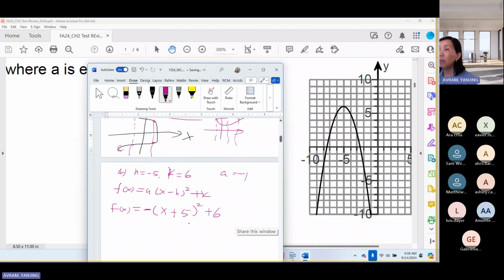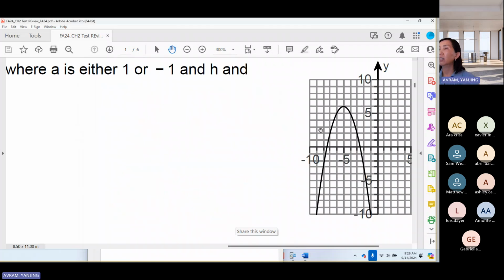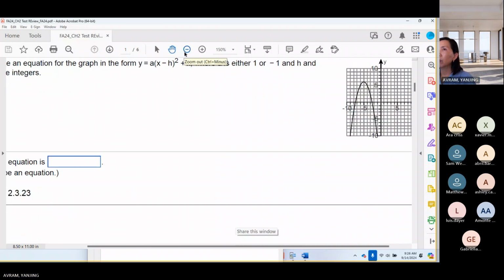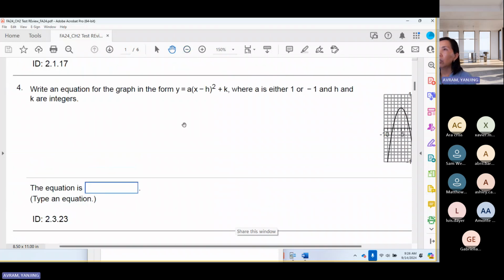And by the way, if I give you this equation, you should be able to graph it. You're going to be able to find the vertex will be -5 and 6. And then A, this one is negative. So you can locate the vertex right here. So that is using what's called the vertex formula. So you can write down the equation, and then you read the graph.